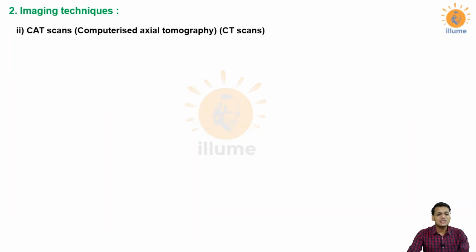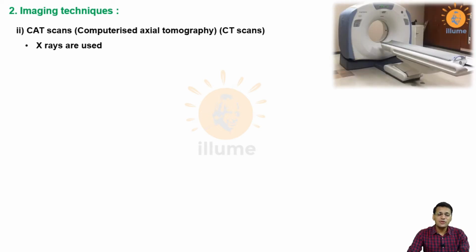Next is the CAT scan. In common language it is called a CT scan. The full name is CAT scan, computerized axial tomography. Even in CAT scans we use x-rays and produce images. This is a CAT scan machine. Now what is the difference between a CAT scan and a normal radiograph?